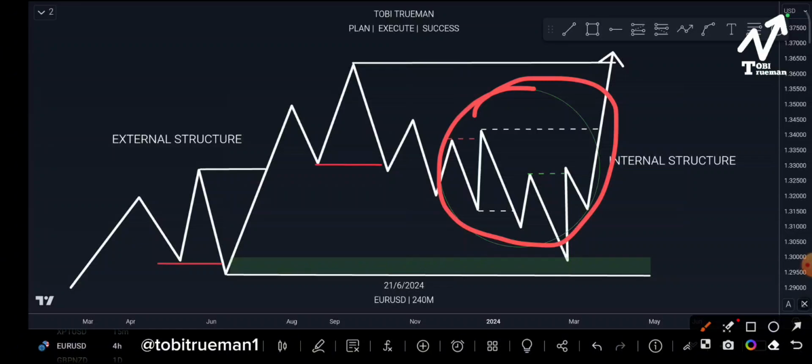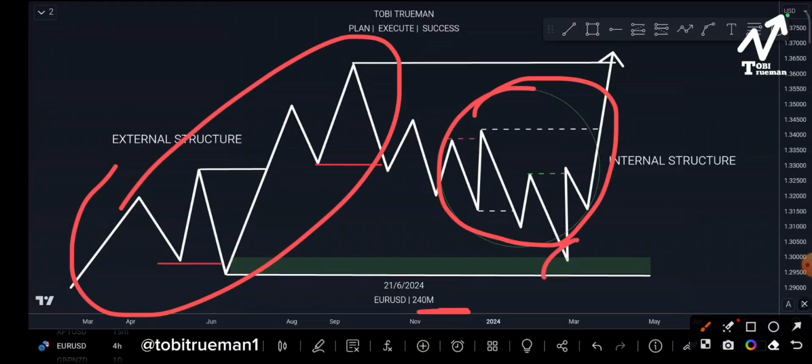Remember, we are trying to follow up with the 4-hour time frame from the previous video I made, that you can go with the 4-hour time frame. Okay, now going with the 4-hour time frame, this is our external market structure. We want price to get to our other block so that we can make our decision.